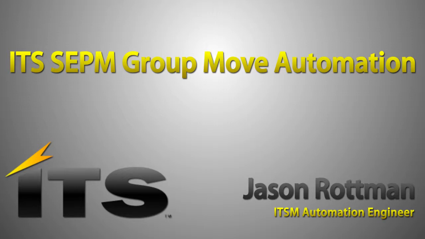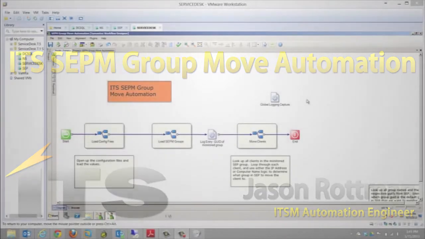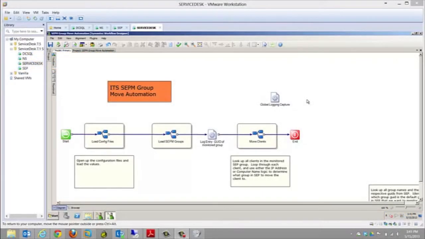The ITS SEPM Group Move Automation Project is an automated project that will monitor a default group in SEP and move the clients to their respective categories. This project can be set to run on demand, or it can also be scheduled to run automatically in the background on a set schedule.